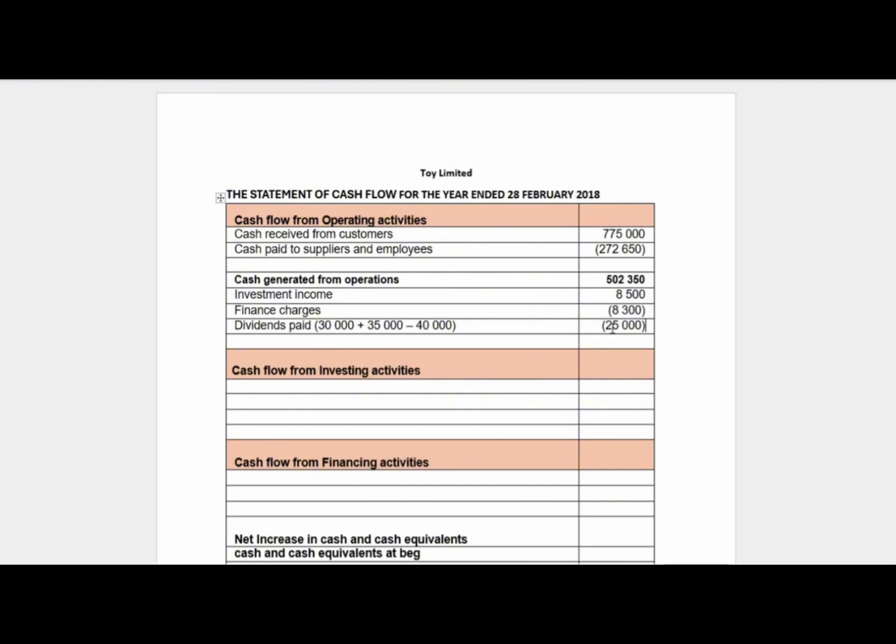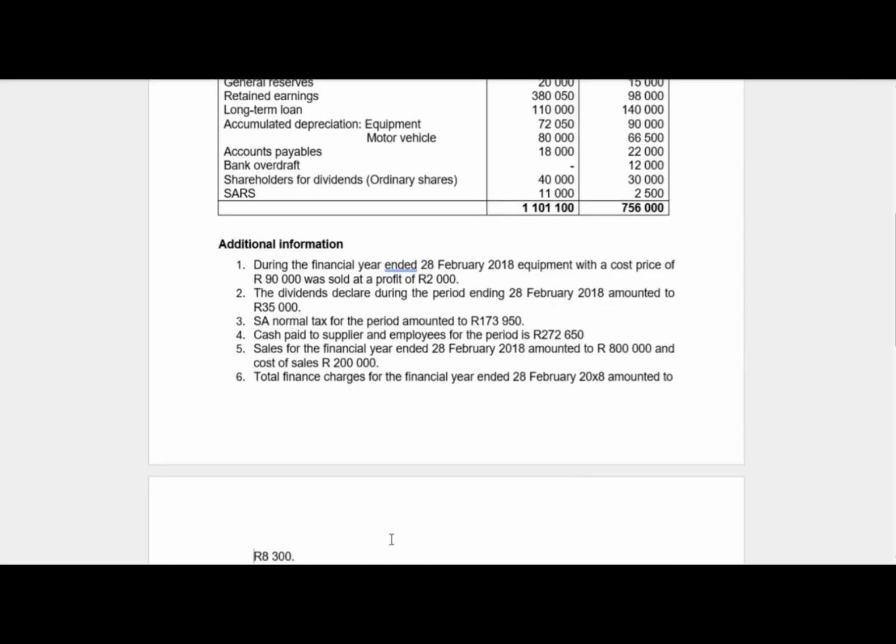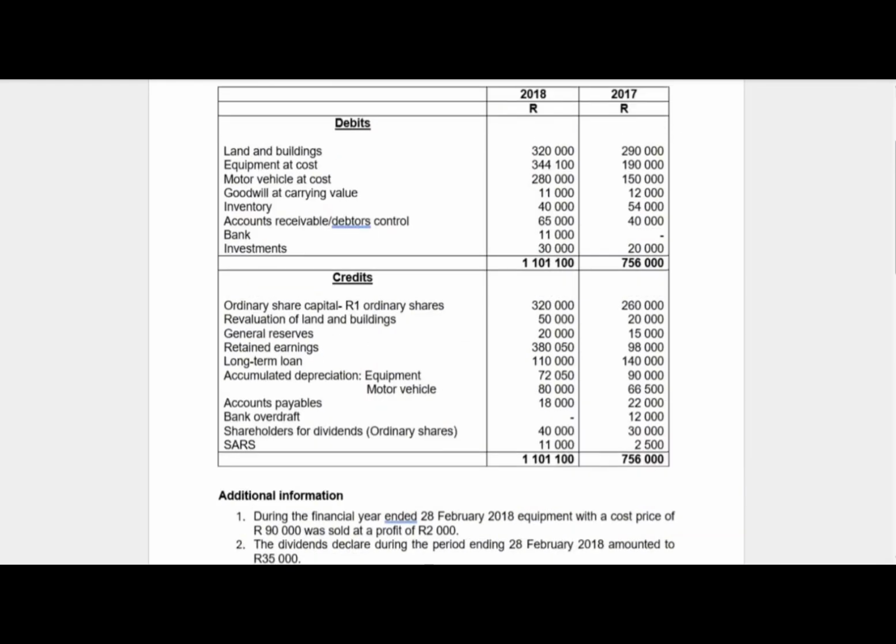And then we also have to calculate what taxation paid. Taxation paid. So with taxation, it will depend on the information provided, because sometimes you find that you are owing SARS, sometimes SARS is owing you. So you'll need to figure out how much you paid them. All right. So now let's go to additional information. We are going to look at SARS from the previous year and the current year. So if you check right there, our SARS previous year is 2,500, right?